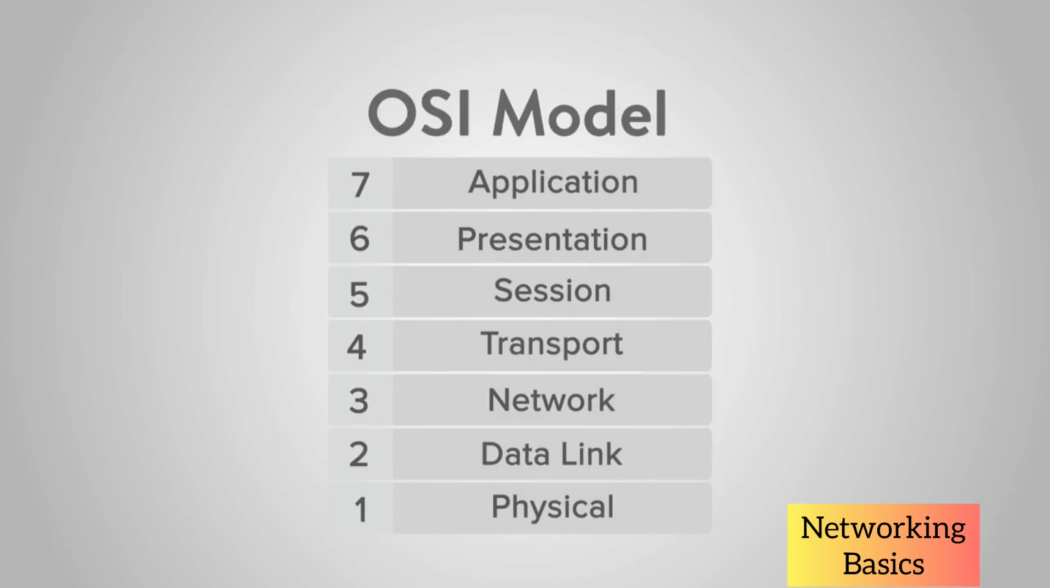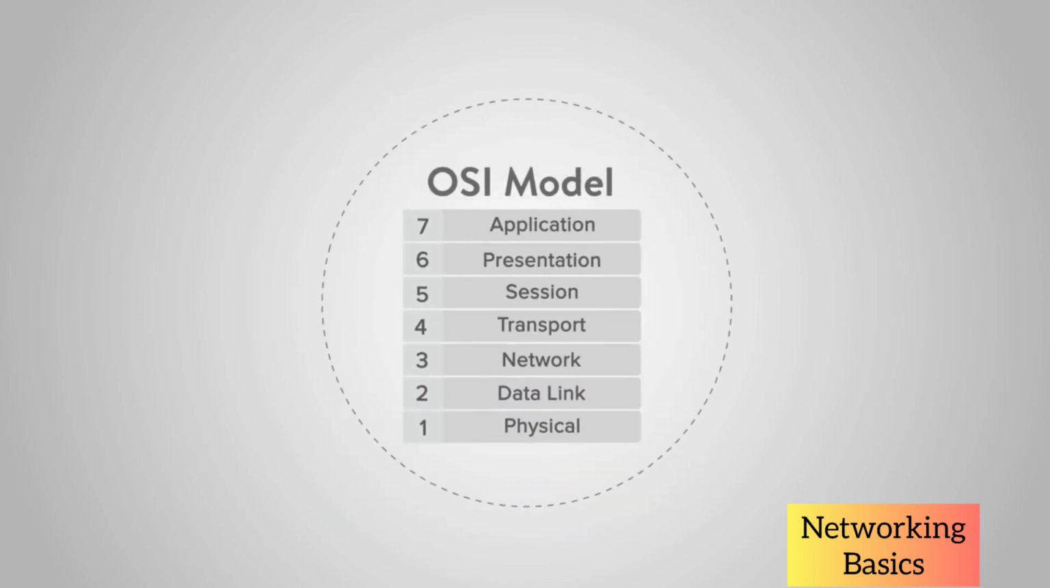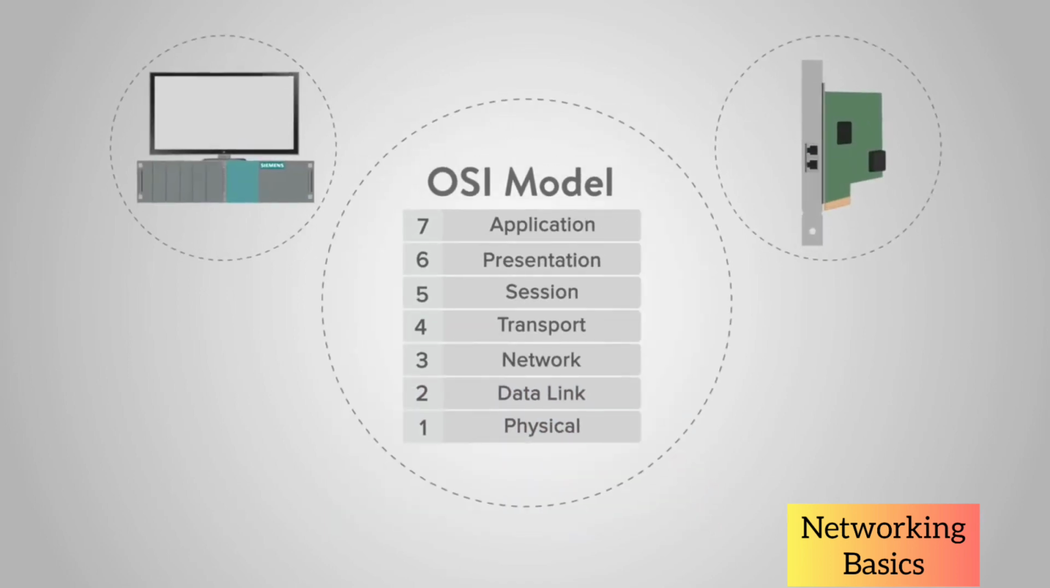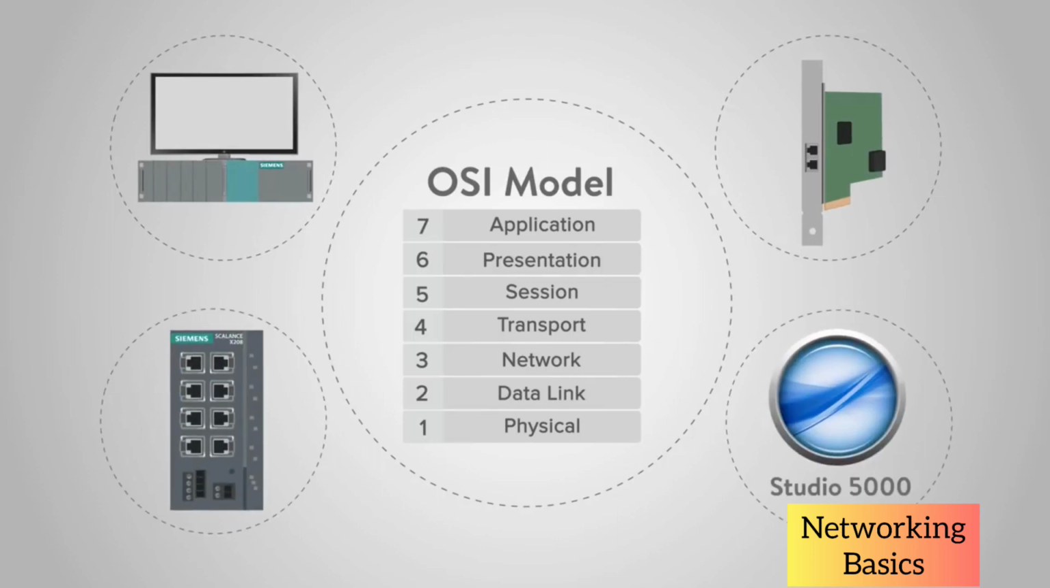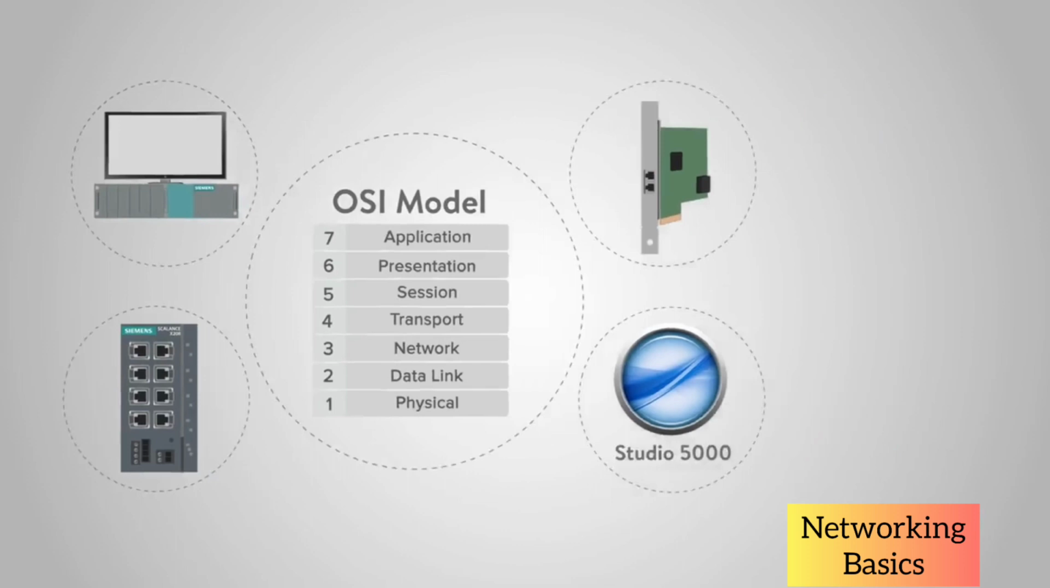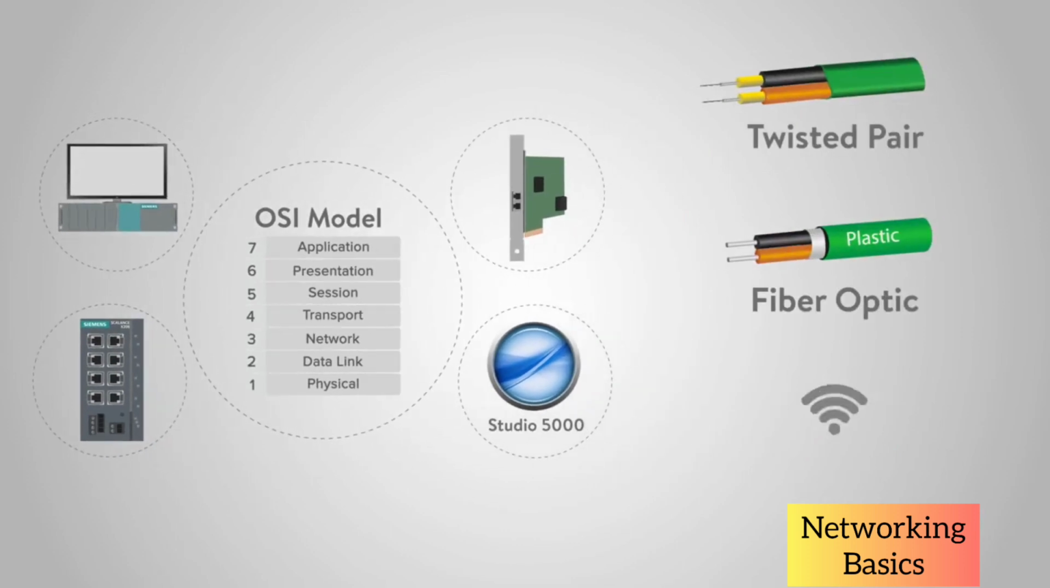OSI model layers are typically described from the top layer down. The layers are described as application, presentation, session, transport, network, data link, and physical. These layers are provided by a mixture of network card drivers, operating systems, applications, and networking hardware that facilitate the transmission of signals over Ethernet, fiber optic, Wi-Fi, or other wireless protocols.